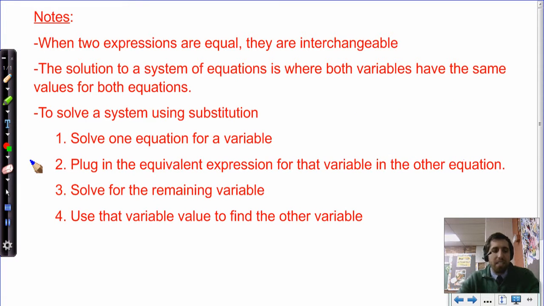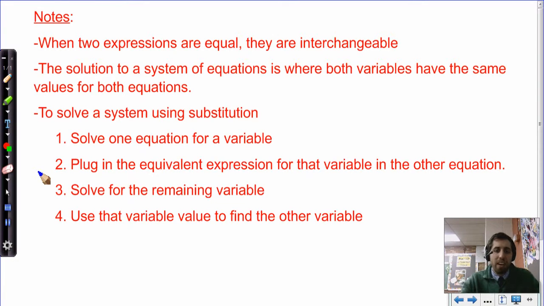So here's the process. It says to solve a system using substitution, solve one equation for a variable. So just find out what the variable is equal to. We just want to get the variable alone. X equals or y equals. Step 2, plug in the equivalent expression. So whatever x or y is equal to, we're going to plug that in whenever we see x or y in the other equation. And then we'll just have an equation with one variable. So we've replaced that variable that we solved for, and we can solve an equation that just has one variable.